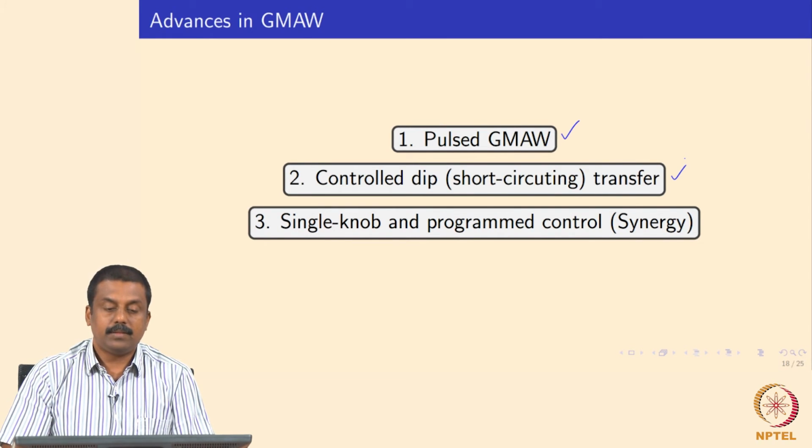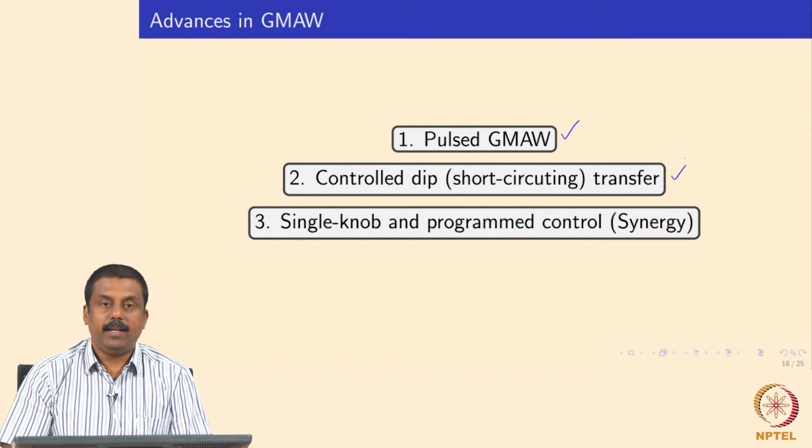So we look at these two processes, and then the third process, obviously the development made in the process control side, where we can control all the parameters I explained: voltage, current, wire feed rate, and the melting characteristics just by turning a single knob and using a programmable power source. So we can control the entire process and stability increases significantly. I will touch upon some aspects of the single knob programmable controlled power sources, which is known as a synergy process. And then we will wind up the welding processes.